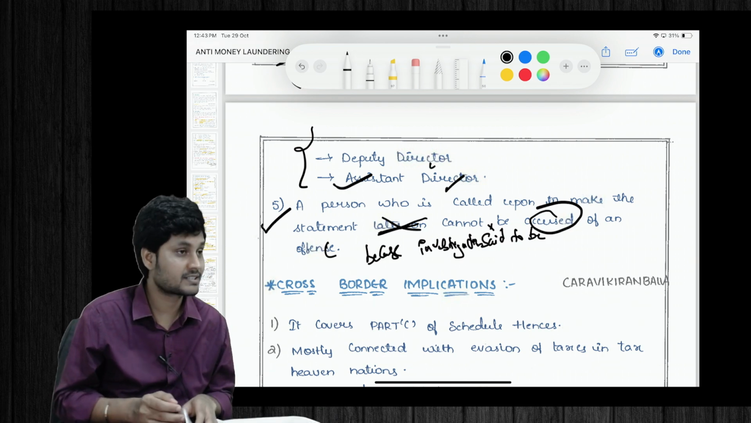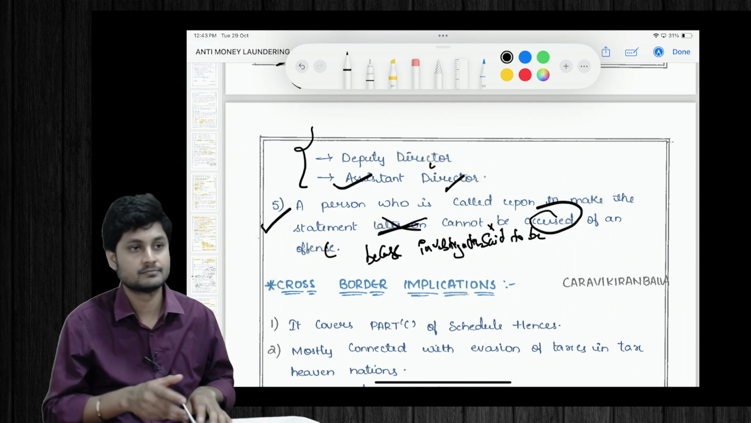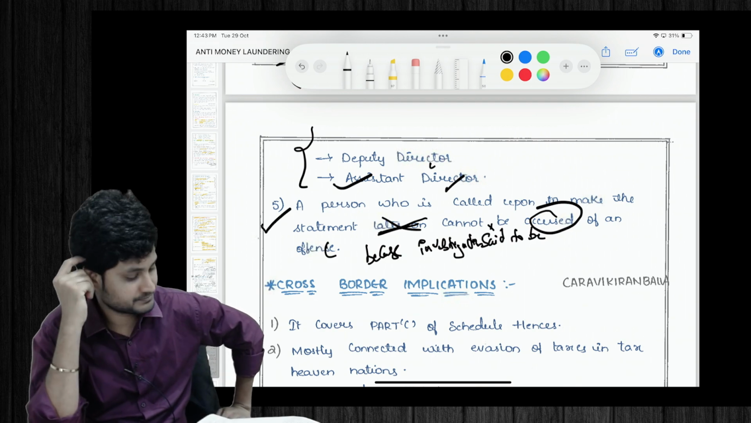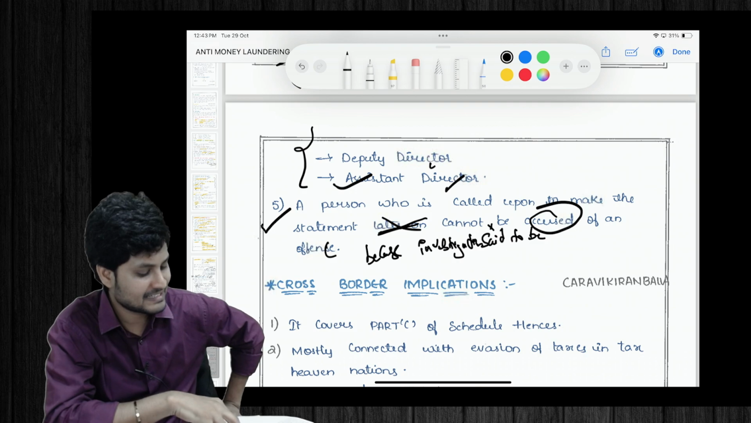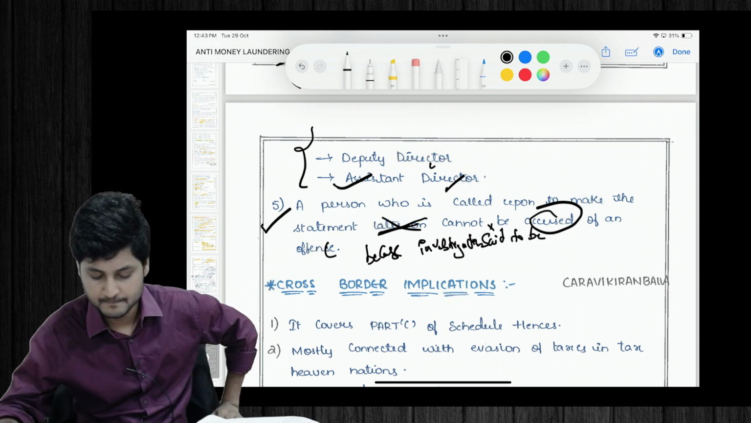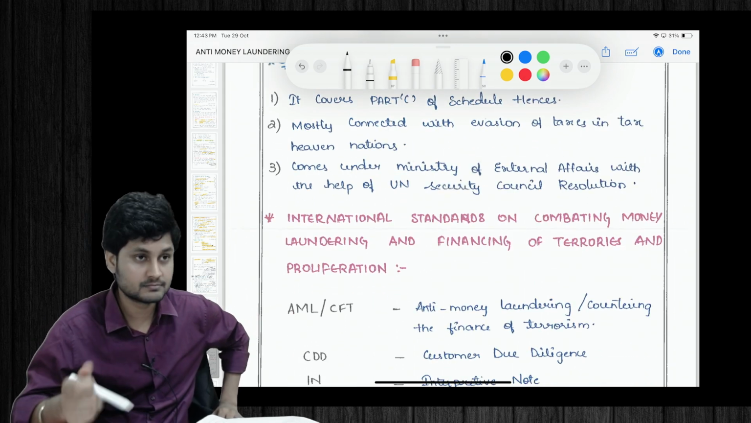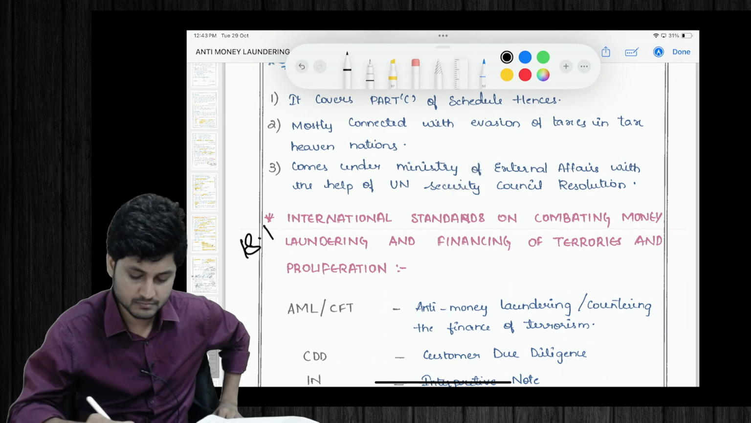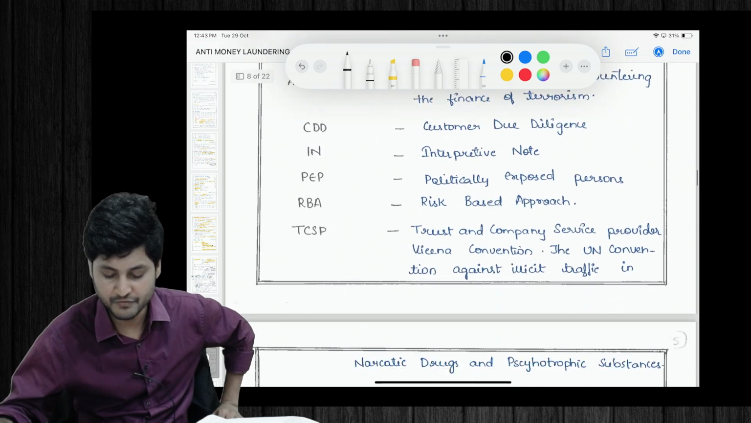We completed the first part. In the 18th chapter, the introduction part is over. The second point is international standards on combating money laundering and financing of terrorism and proliferation. Okay. This is 18.1. This is 18.2. International standards on combating money laundering and financing of terrorism and proliferation.